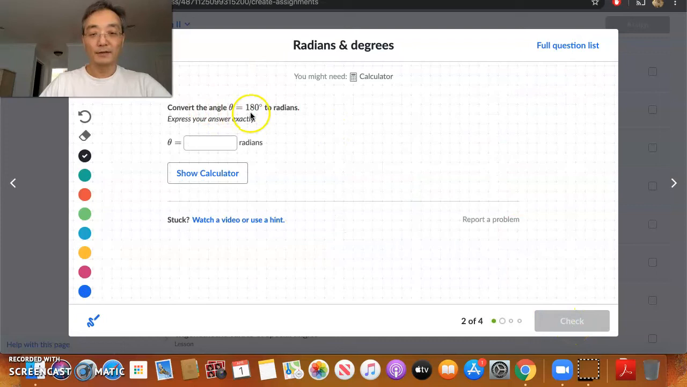Let's try another one. Convert the angle theta equals 180 degrees to radians. So here, we are going from degrees to radians.